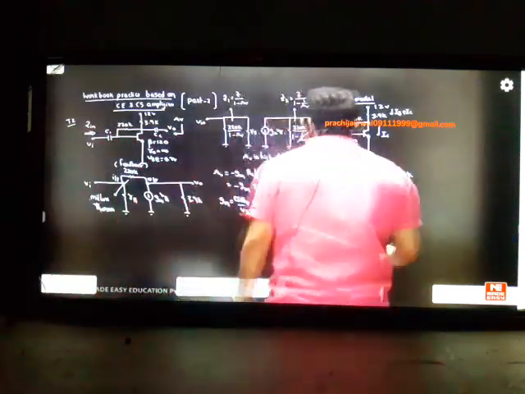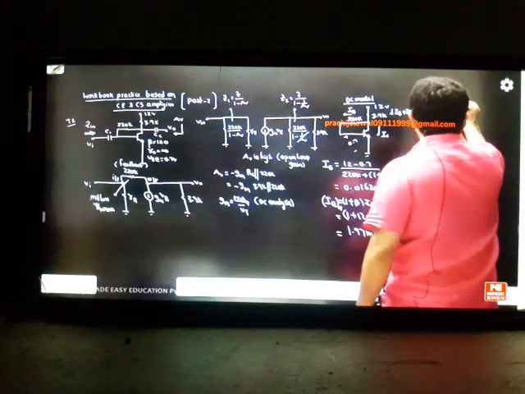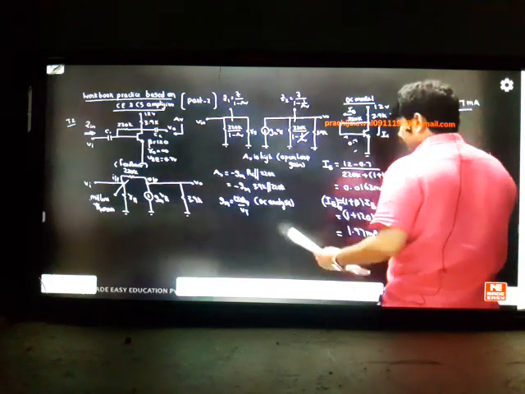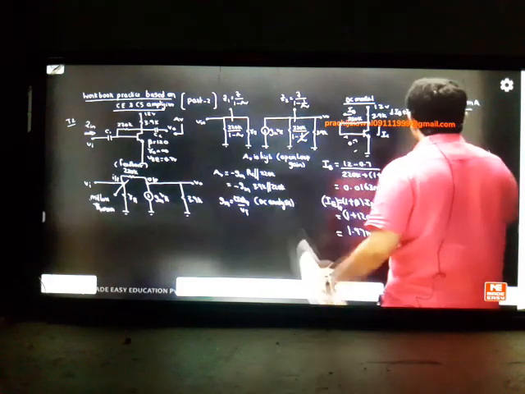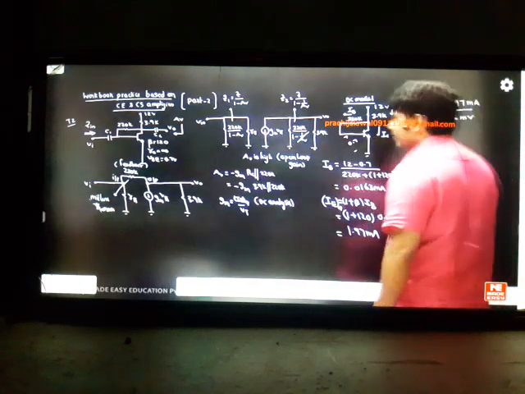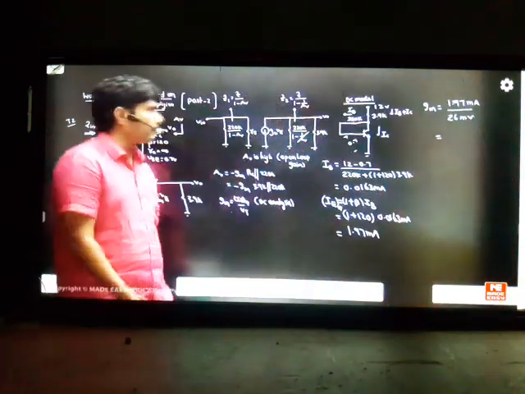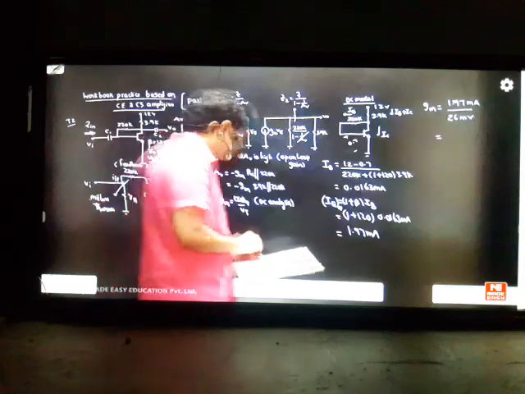Gm is equal to 1.97 milliamperes divided by VT. I think the problem specifies 26 millivolts. If they say 26 millivolts, you have to take only 26. If they say 25, you have to take 25. If they don't say anything, I'll take 25. So you can find Gm.